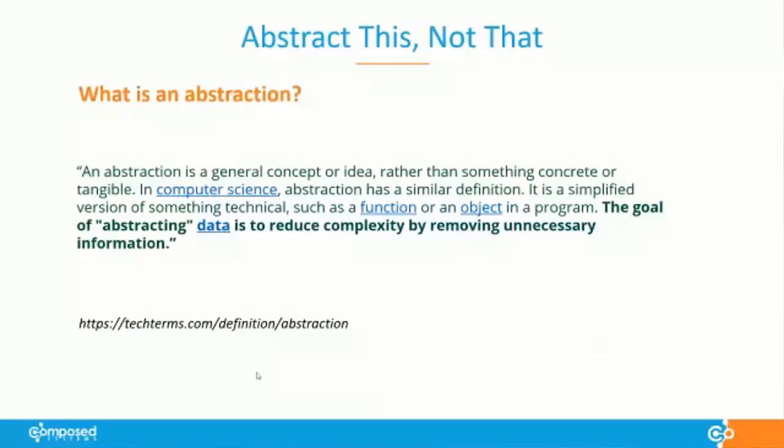Yep, next slide. So what is an abstraction? I found this definition online that I liked. The key part that I liked is that very end sentence, the goal of abstracting data, and you can even ignore data. You can think of it as abstracting functions or modules. The goal is to reduce complexity by removing unnecessary information. Next slide.